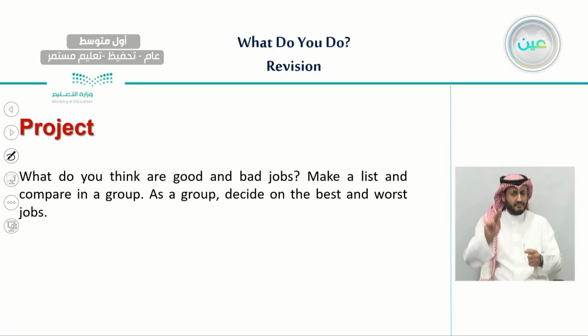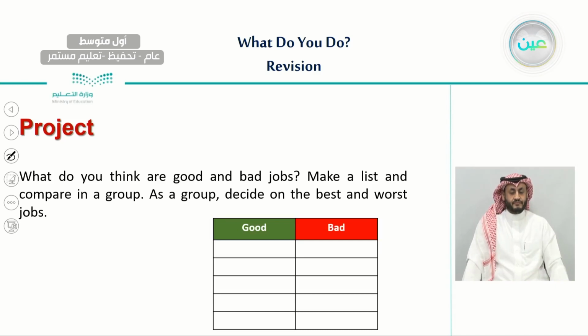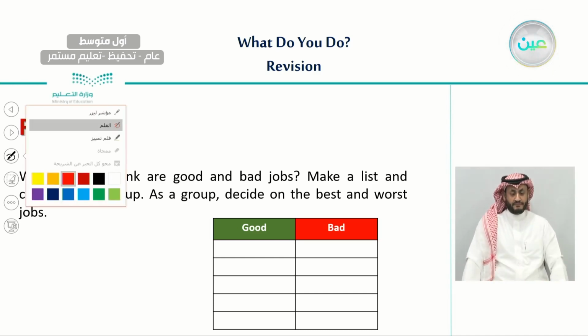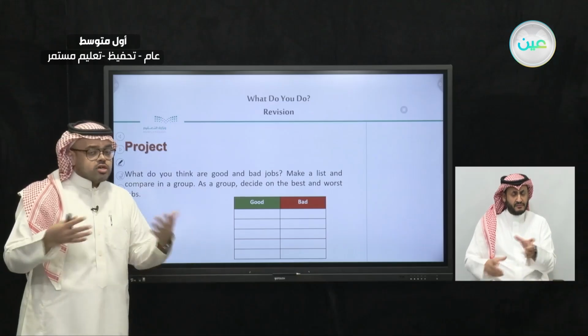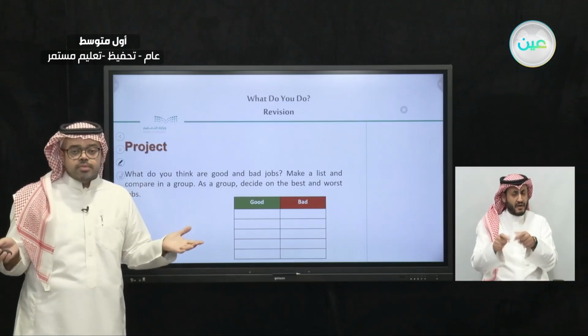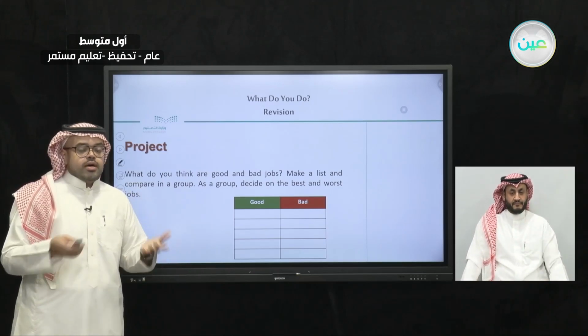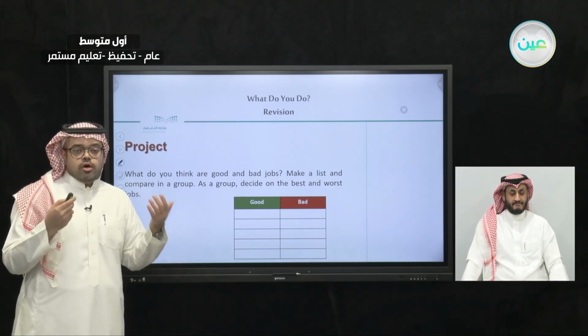And at the end of this lesson, I ask you to think about your dream job and try to make a list of the good and bad jobs that you can think of. Make a list like this table. Write down here the jobs that you like, and also here the jobs that you don't like. You can also discuss it with your family members and your classmates, just to have a clear idea about what job you want to be in the future.